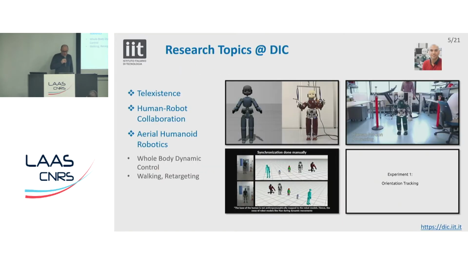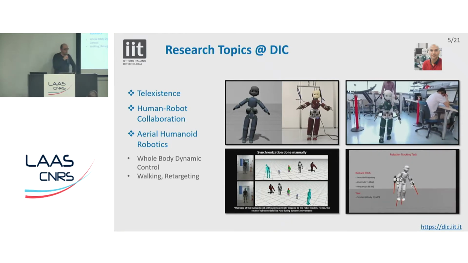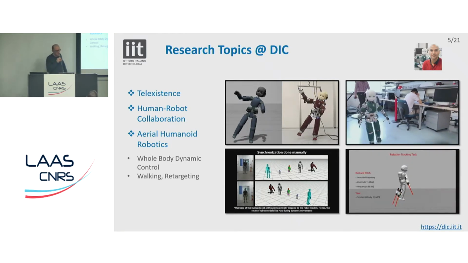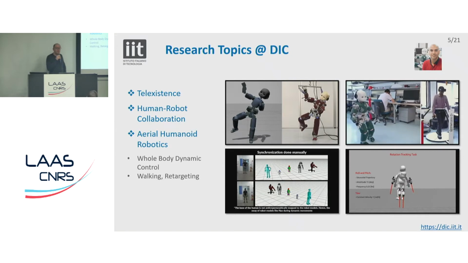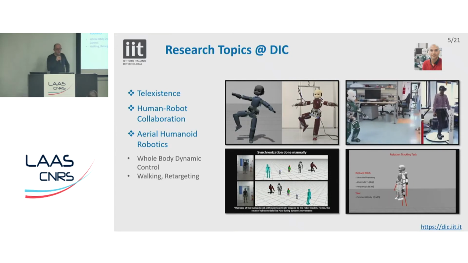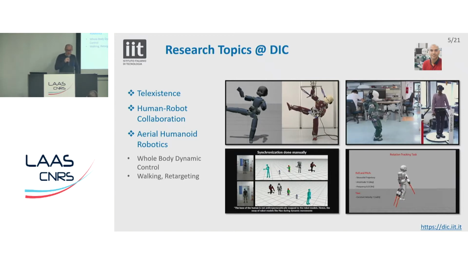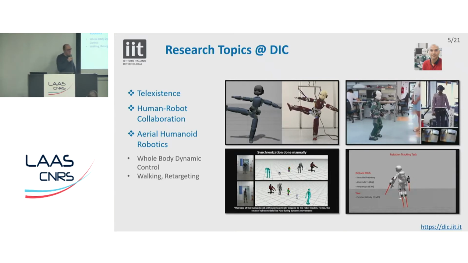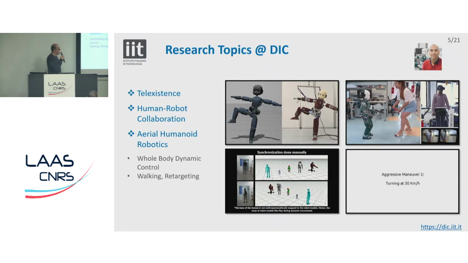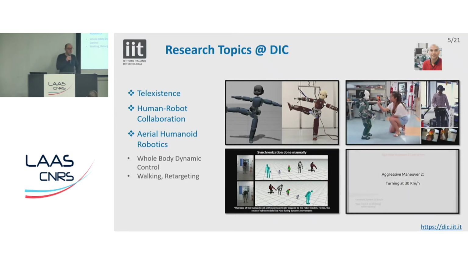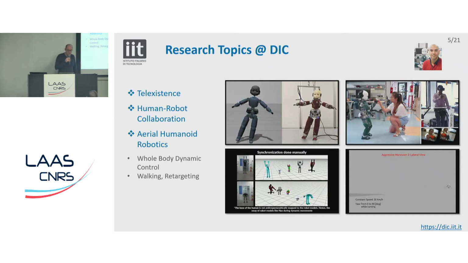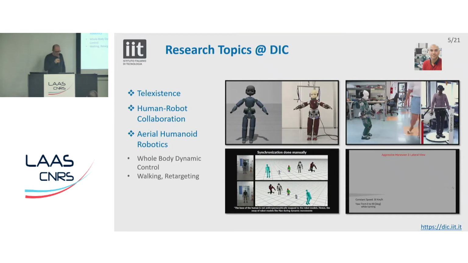Then the second research line is called Dynamic Interaction Control, led by Daniele Pucci, a group very active instead on dynamic control under the presence of external disturbances. They work on the iCub in this case. They've been mainly focusing on three different axes of research: teleexistence, human-robot collaboration, and high-aerial humanoid robotics.